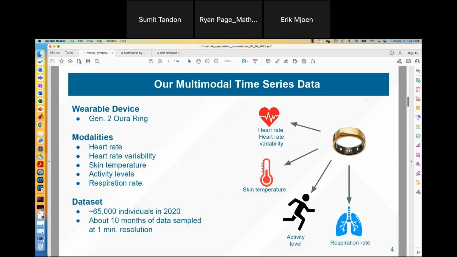So the Oura Ring uses PPG sensors to measure heart rate variability and respiration, a negative temperature coefficient sensor for skin temperature, and a 3D accelerometer for gauging activity levels. And we have Oura data for about 65,000 people for the year of 2020, and we have about 10 months of data at a 1-minute resolution.